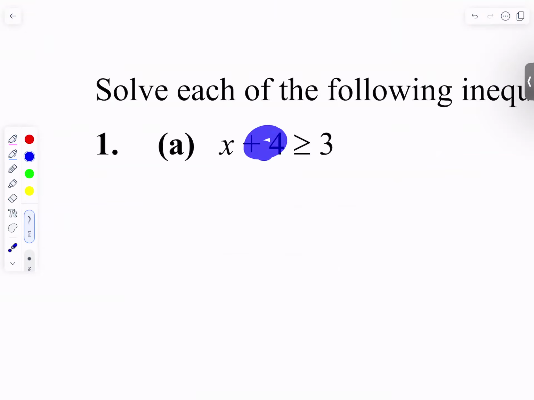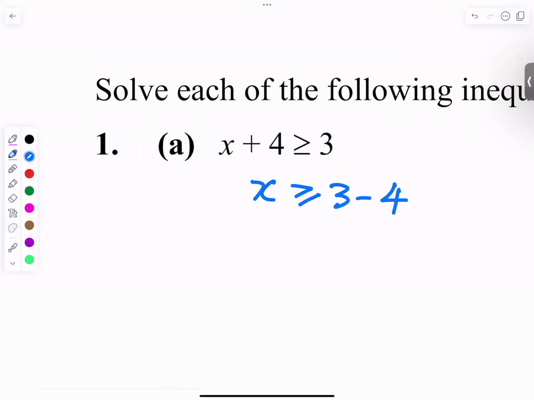And if you move it to the other side, the opposite sign, it will become 3 minus 4. And what does this 3 minus 4 equal to? Of course, I would suggest you use a calculator as well, because this is DSE. You can't have anything wrong. So you will have -1.